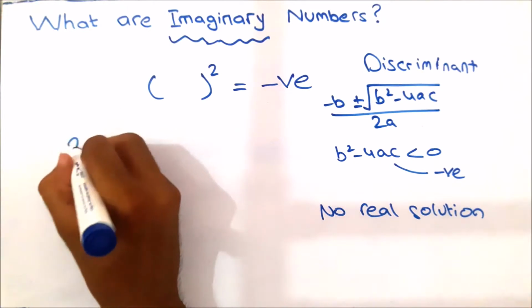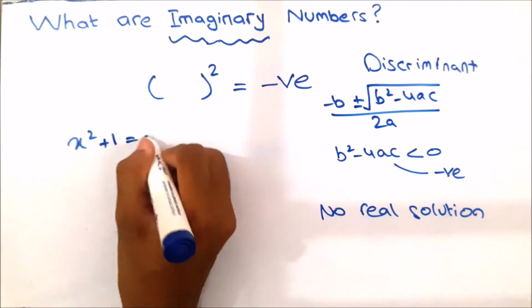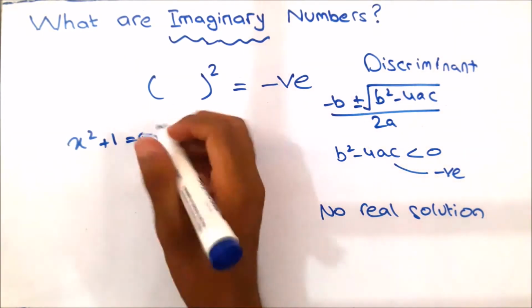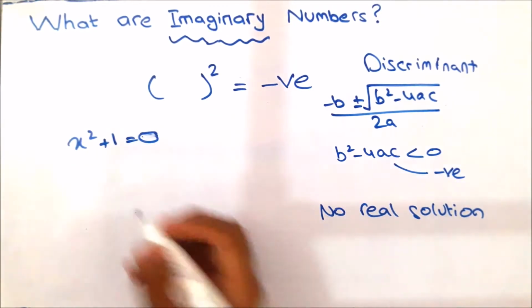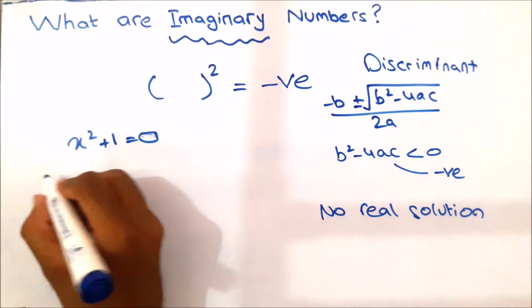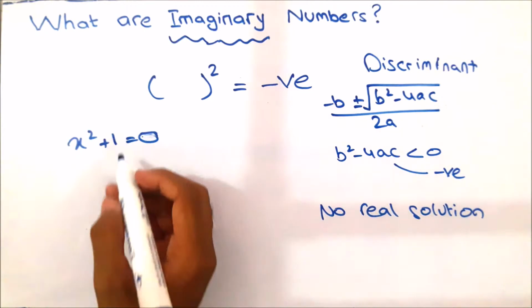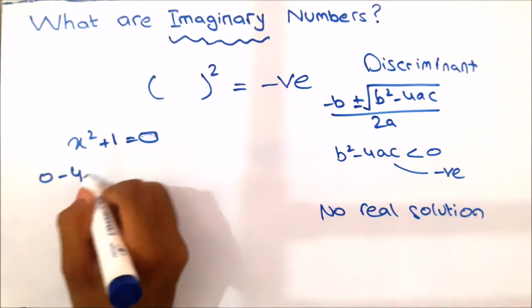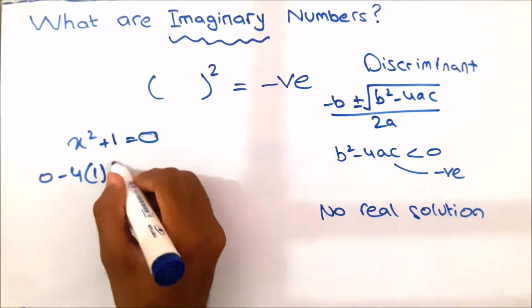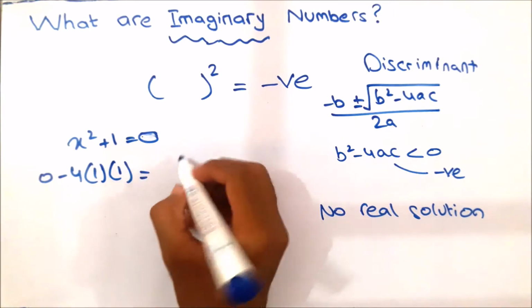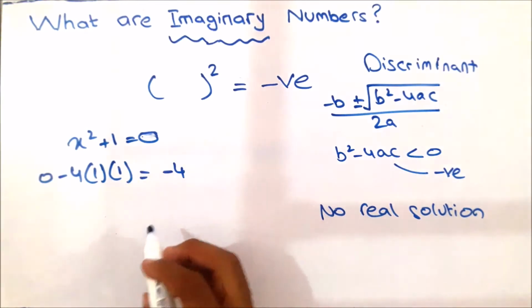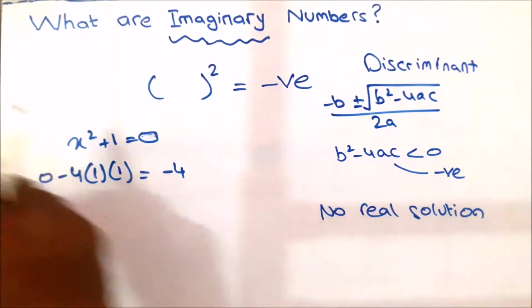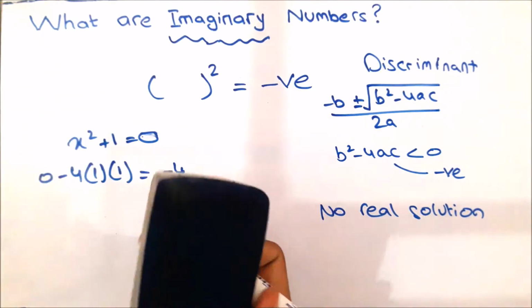Let's solve this equation: x squared plus 1 equal to 0. That's a quadratic equation and let's find its discriminant. Our b squared, there's no b, so it's 0. Minus 4 times a, which is 1, and our c is also 1. It gives us minus 4. Our discriminant is a negative number, so a real solution does not exist.